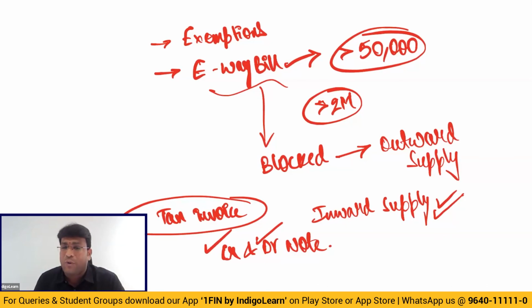In the exam, students make a silly mistake: that credit note is given by the supplier and debit note is given by the recipient. Never make such small silly mistakes. Credit note or debit note, both are given by the supplier only. Credit note is given to reduce the tax. Debit note is given to increase the tax. But both are given by the supplier only. You're getting my point, my dear friends?